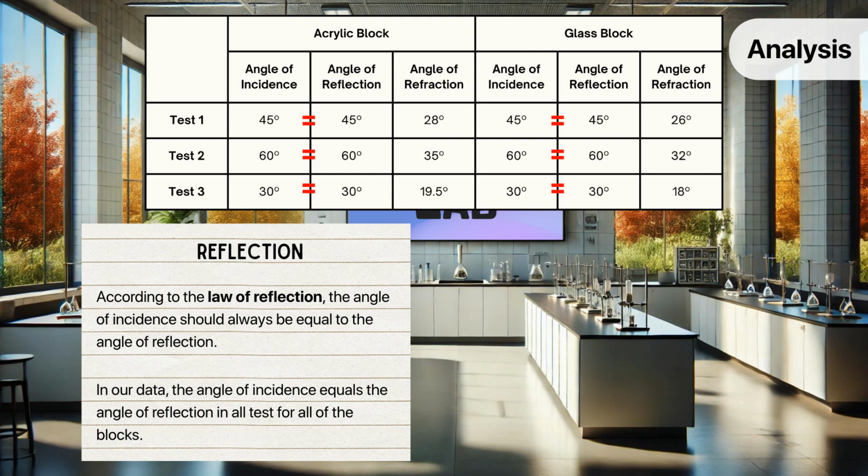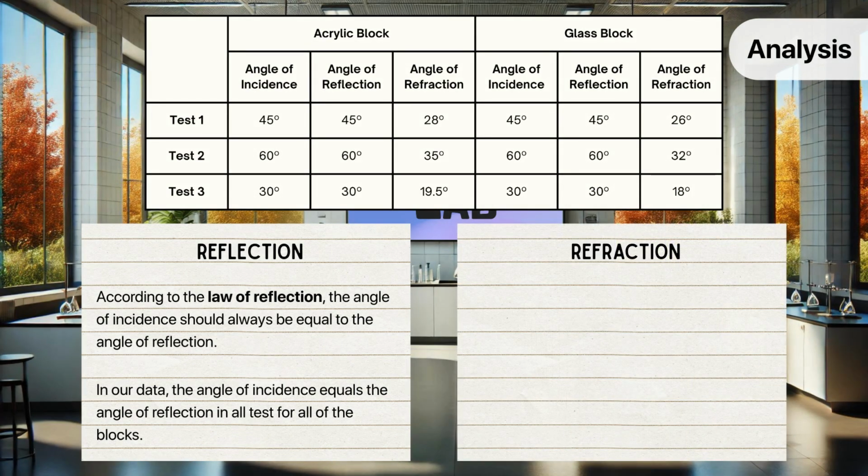Take a look at your measurements for both blocks. Do the angles match up as expected? If they do, it's a great confirmation that the law of reflection is at work. If not, take a moment to assess why our results are anomalous. It is likely due to human error, such as drawing angles incorrectly.